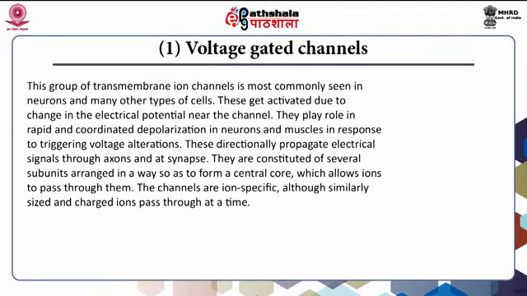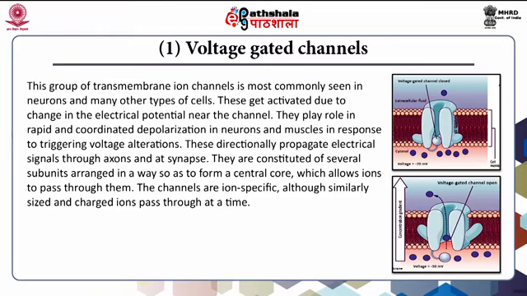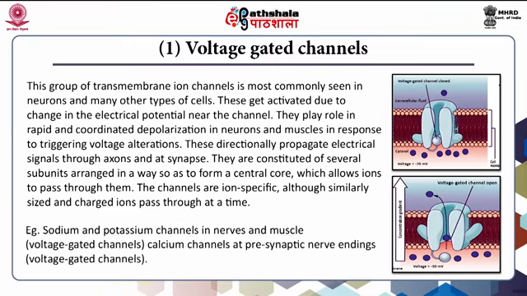Voltage-gated channels are most commonly seen in neurons and in many other types of cells. They are constituted of several subunits arranged in a way so as to form a central core which allows ions to pass through them. A change in electrical potential near the channel activates it. For example, this occurs in neurons where rapid and coordinated depolarization occurs in response to triggering voltage alterations. These directionally propagate electrical signals through the axon and at the synapse, thus messages are transported in the brain. These channels are ion specific, although similarly sized and charged ions pass through at a time. As you can see in the illustration, the sodium and potassium channels in nerves and muscles are voltage-gated channels. Calcium channels at the presynaptic nerve ending are also an example of voltage-gated channels.